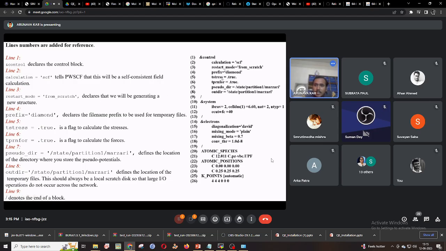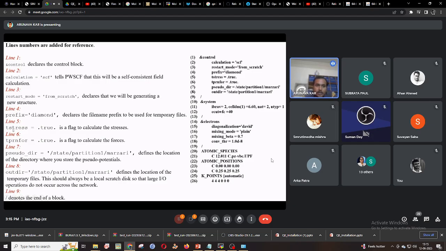Now in the fourth line, there is a prefix. This is the name. You can give any name, but in all the calculations, the prefix should be constant. This prefix name will be saved in the temporary files. So if you use different prefix names in a sequence of calculations, your calculation will not run, because every calculation depends on earlier calculation results.